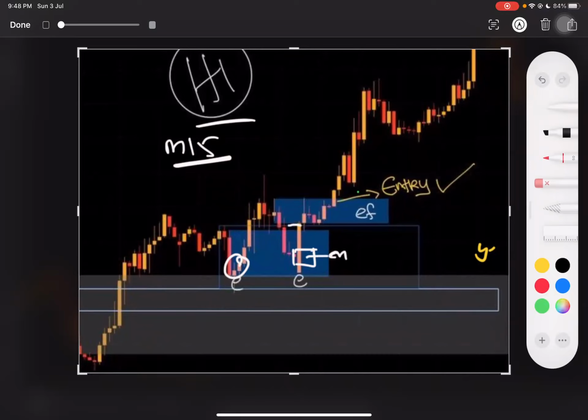But in this case, what happened? Why does price only pull back until here, not inside this zone, inside this box? Did you realize why? What candlestick is this?